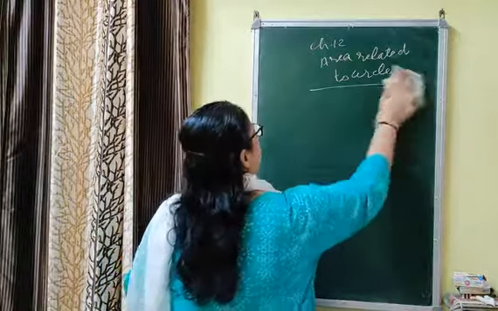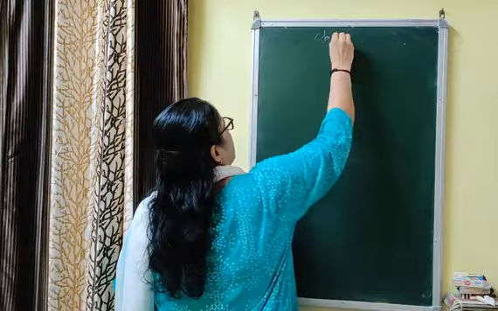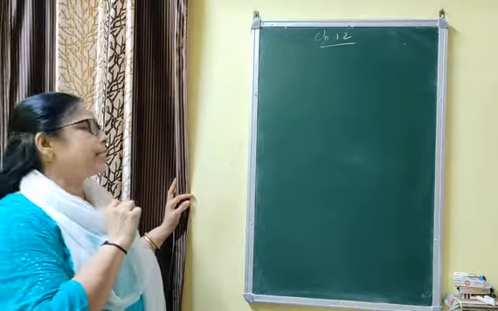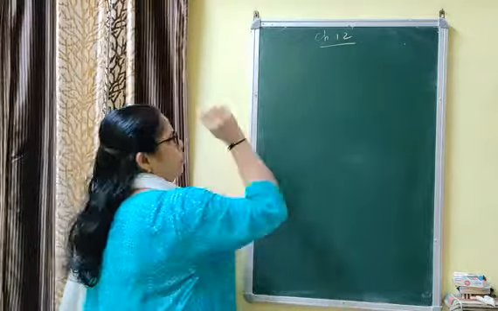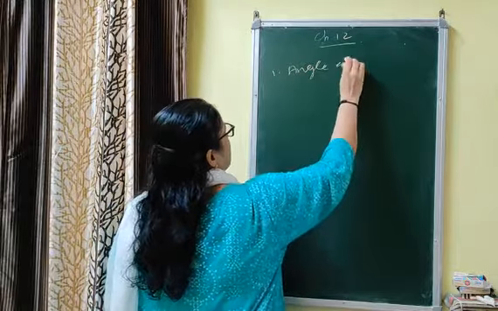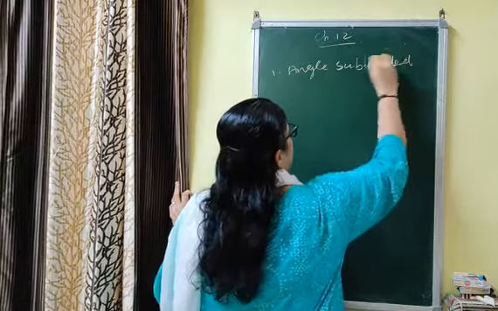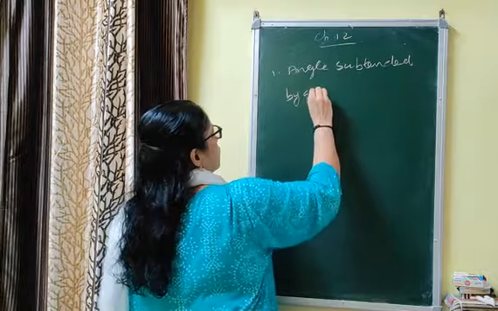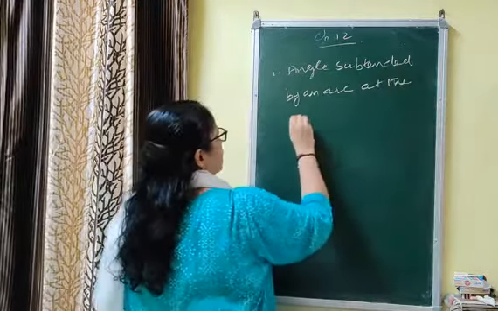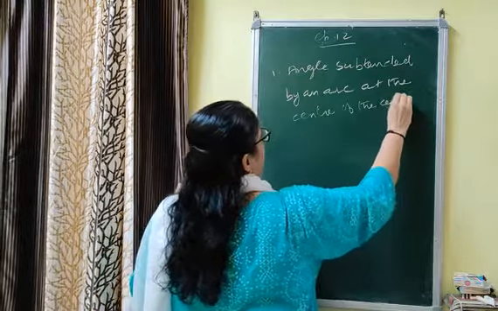Before starting this, this is chapter 12, let us study what we mean by a sector of a circle. Before that, what is the angle subtended by an arc at the center of the circle? You know angle subtended by an arc at the center of the circle from class 9th. How can we find this? What is the meaning of this statement?